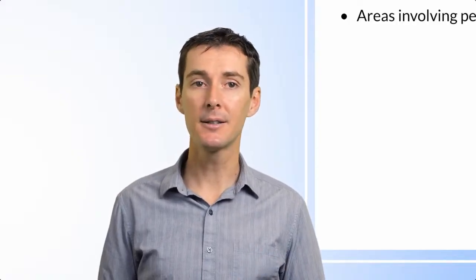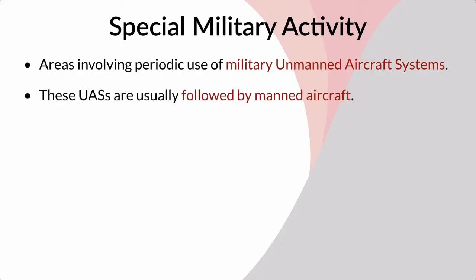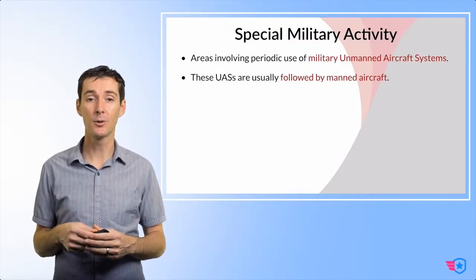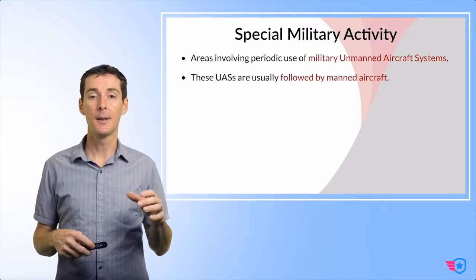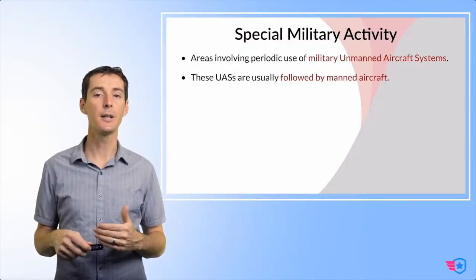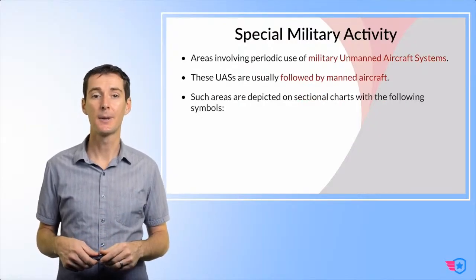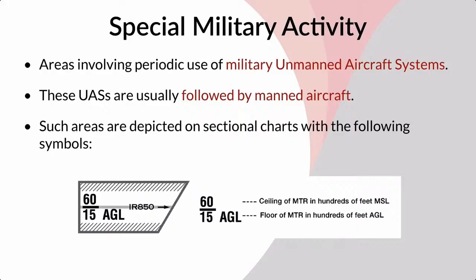Special military activity. This is an area that's going to have military unmanned aircraft systems flying. Military UAS. Now, I don't know if you've ever seen a military drone. It's pretty big. Some of them are as big as actual airplane. So these are usually going to be followed by manned aircraft flying at pretty fast speed, something that you want to stay away from. This is the symbol that you're going to see. Again, these are fairly rare. There's one of them I'm going to show you in Florida. I haven't really seen any other ones, but I'm sure they're out there.